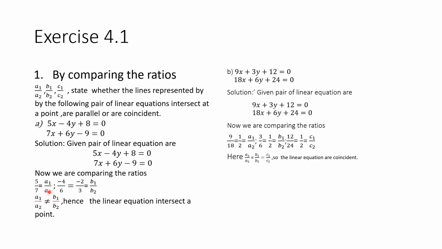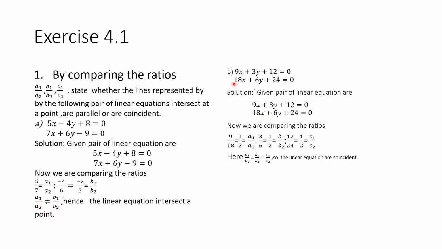Let us first compare whether a1 by a2 is equal to b1 by b2 or not. Because a1 by a2 is not equal to b1 by b2, we have to stop here only. There is no need to compare the other ratio c1 by c2, because if a1 by a2 is not equal to b1 by b2, there is no point in checking c1 by c2. Here the given linear equations intersect at a point, because a1 by a2 is not equal to b1 by b2.